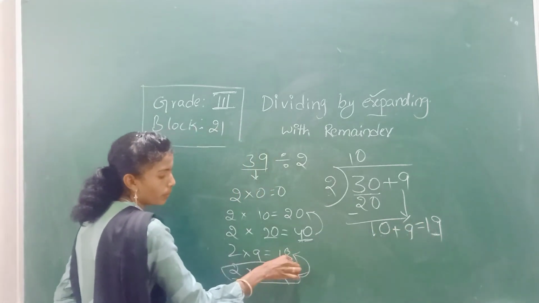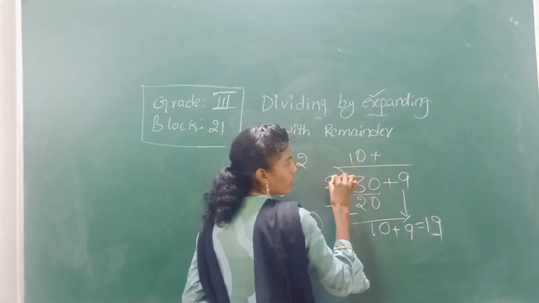So what do you have to do? Go to the before number. 2 nines are 18.